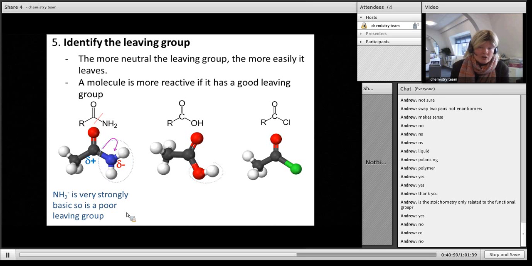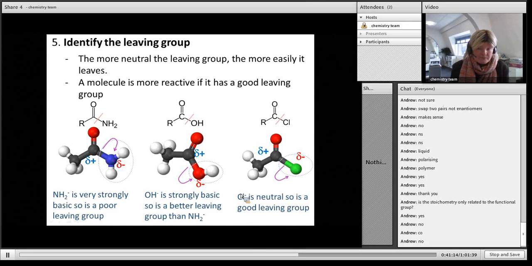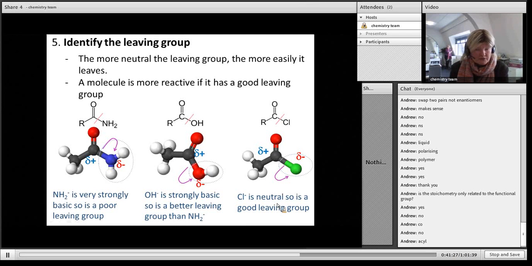Whereas if I've got a carboxylic acid, I've got OH as a leaving group. Now OH, you know, is a strong base, but it's a much weaker base than NH2 minus. Compared with the acyl chloride, I'm going to have a chloride leaving. Now chloride, you know, is neutral, pH of 7. So of those, chloride is the best leaving group. So which of these three is going to be the most reactive? The acyl chloride, the carboxylic acid, or the amide?